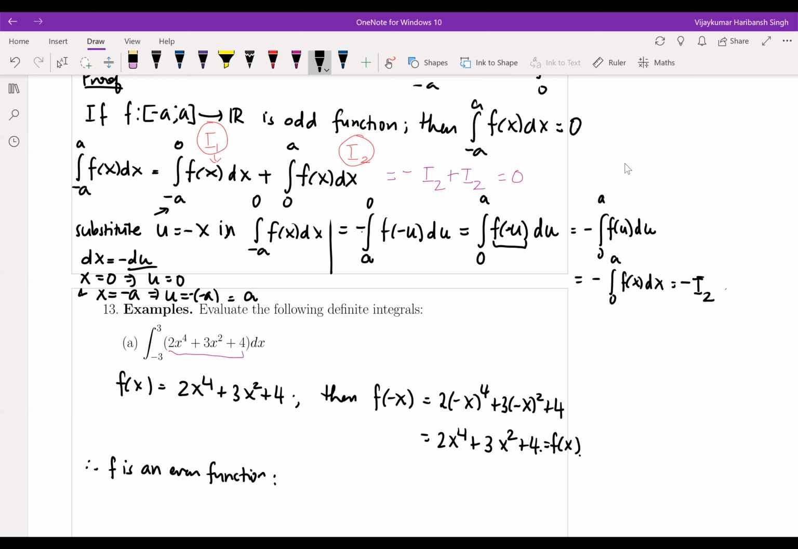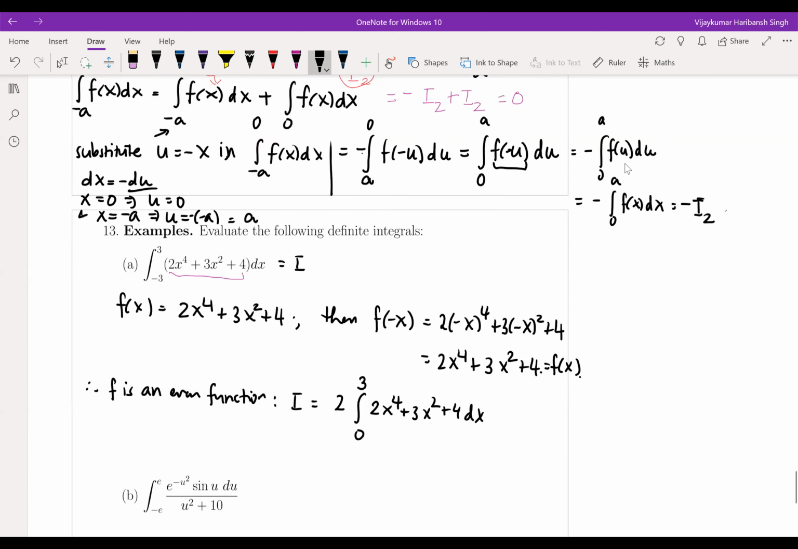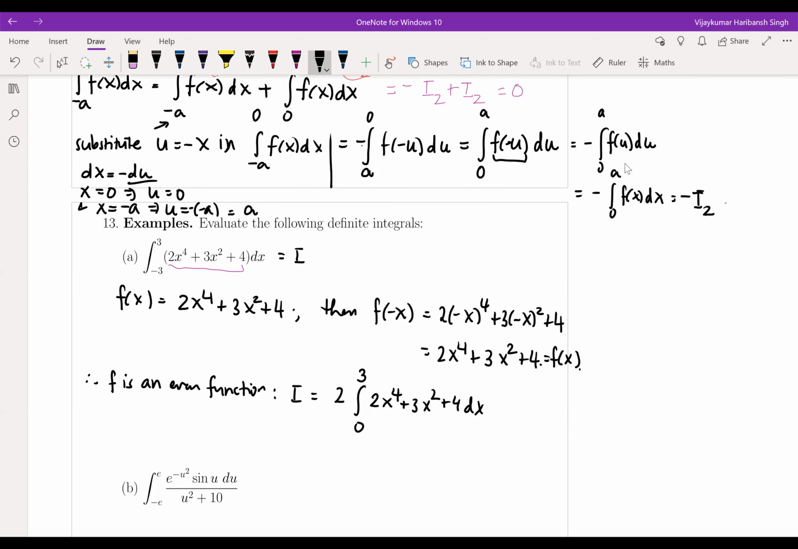Now, what is the advantage of an even function? This integral I becomes 2 times the integral from 0 to 3 of f of x, which is 2x to the 4 plus 3x squared plus 4 dx. Now, what is the advantage? The advantage is that the lower limit became 0 and it's easy to substitute. So this is going to be 2 times, the integral of 2x to the 4 is 2x to the 5 over 5, plus 3x cubed by 3, plus 4x, and the limits of integration are 0 to 3.